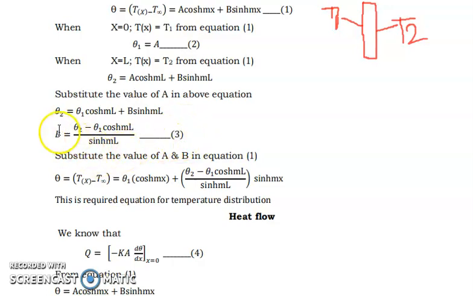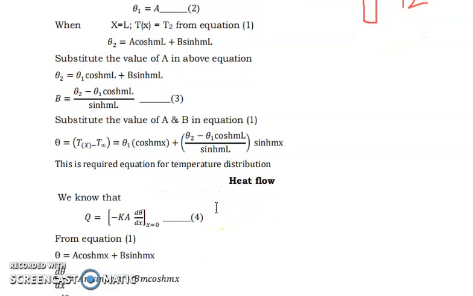Then we can substitute the values of A and B in equation number 1. This is equation number 1. We have to substitute the A and B values here. We get theta is equal to theta 1 cos hyperbolic mx, because A is nothing but theta 1, plus theta 2 minus theta 1 and so on, with B as it is. So this is our required equation for the temperature distribution.